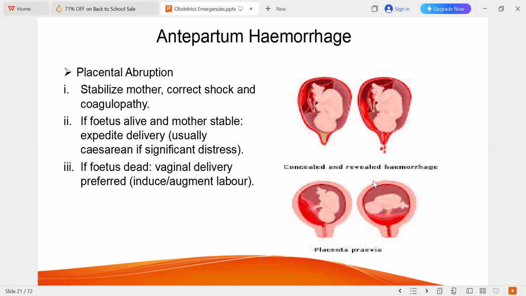Now, if the fetus is alive from your fetal monitoring and mother is stable, you want to expedite delivery, okay? But if the fetus is dead, vaginal delivery is indicated, but you need to watch out for bleeding, especially consumption coagulopathy.